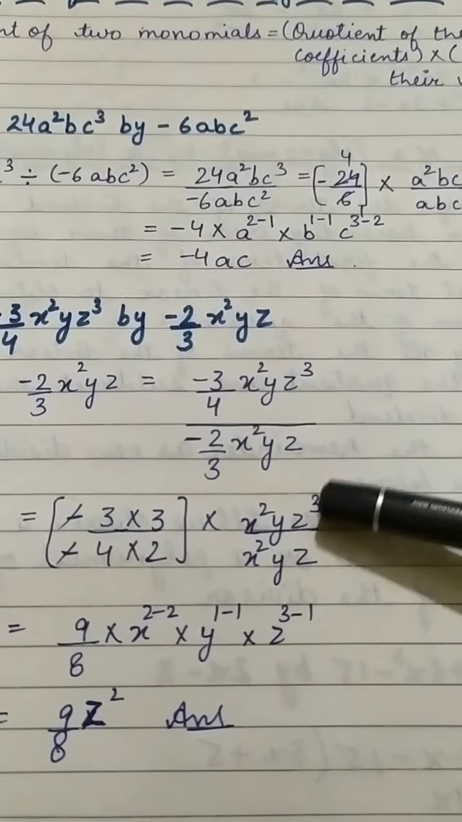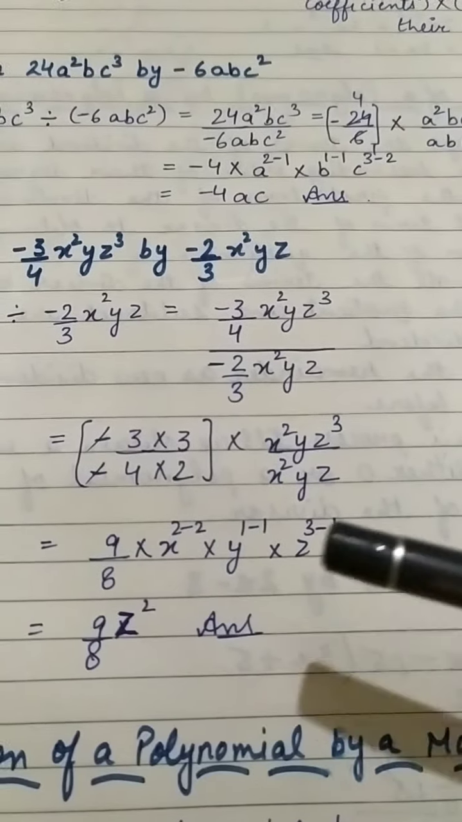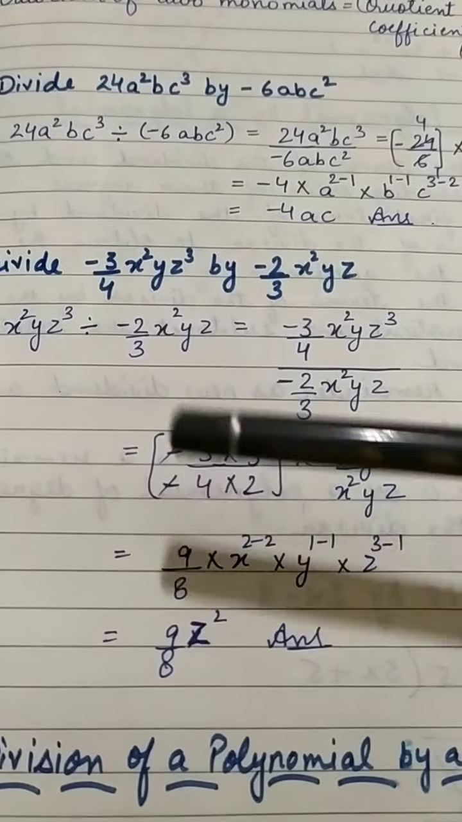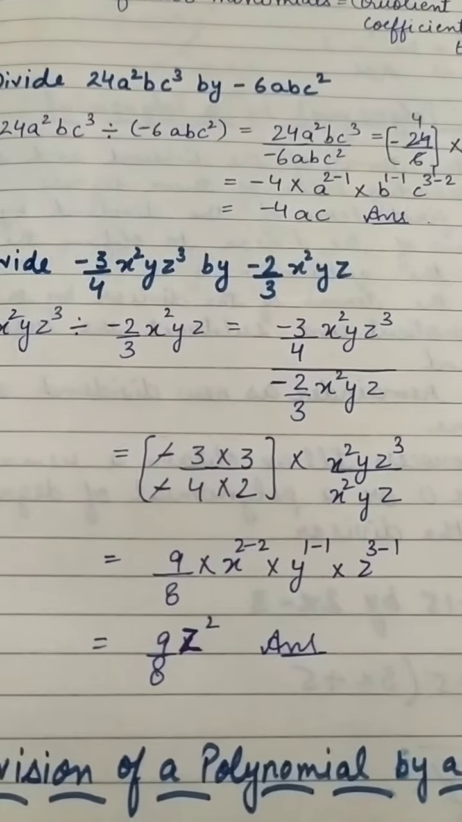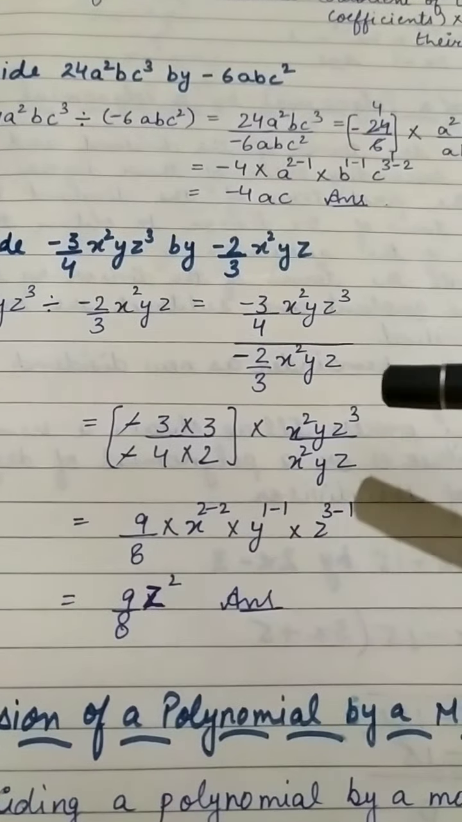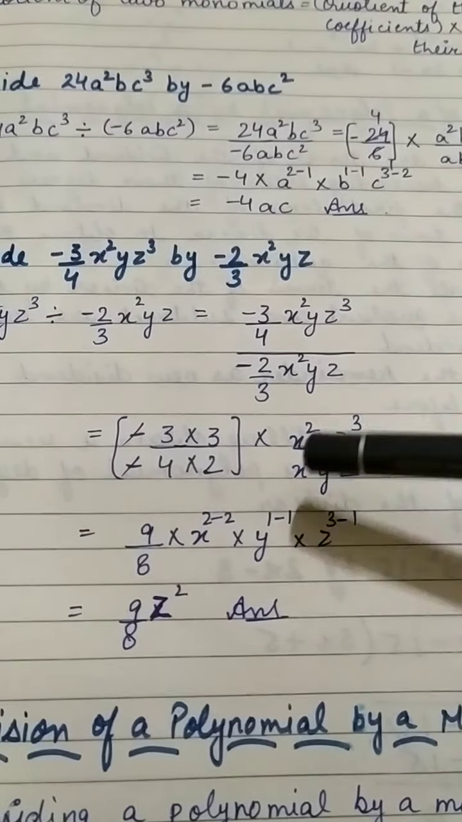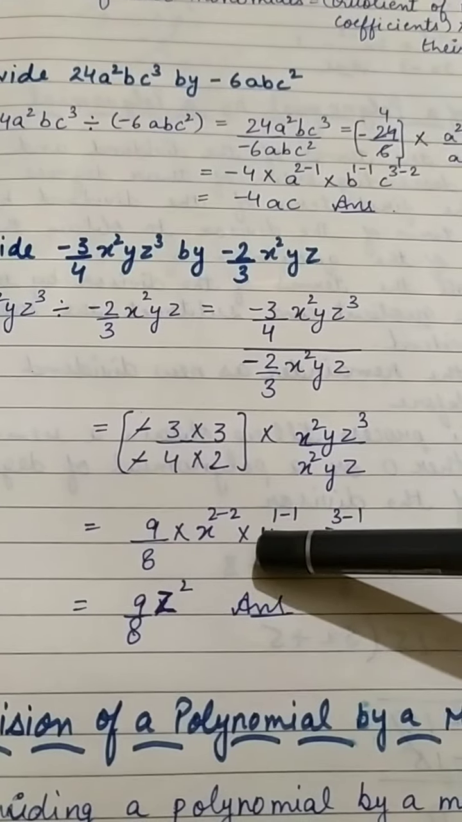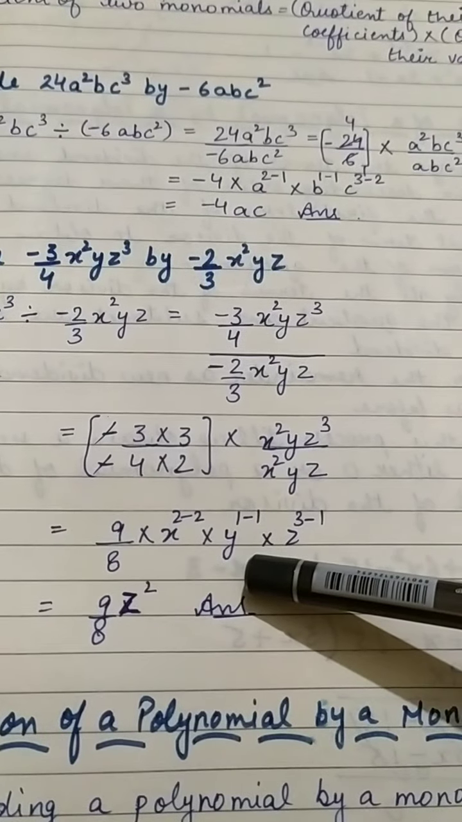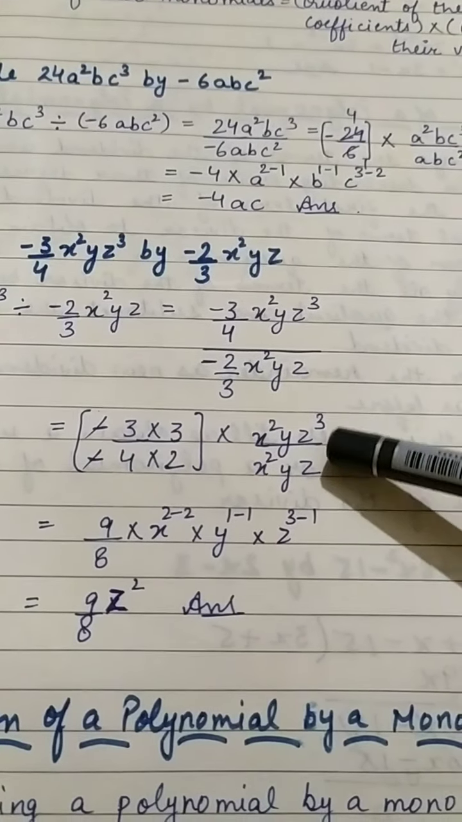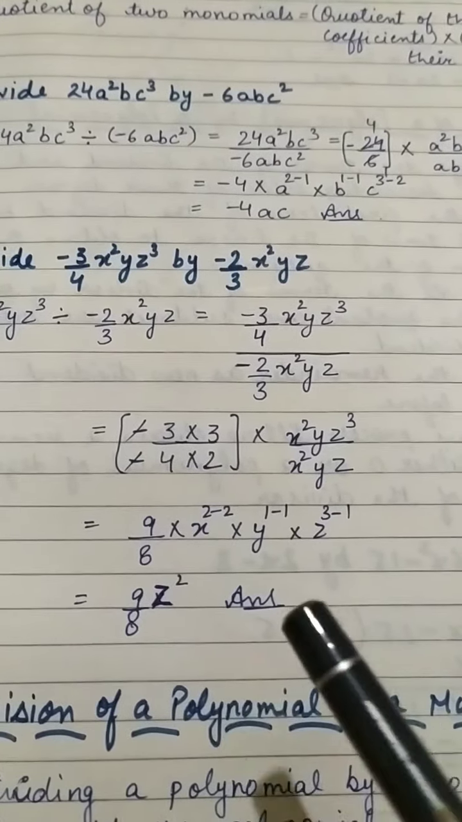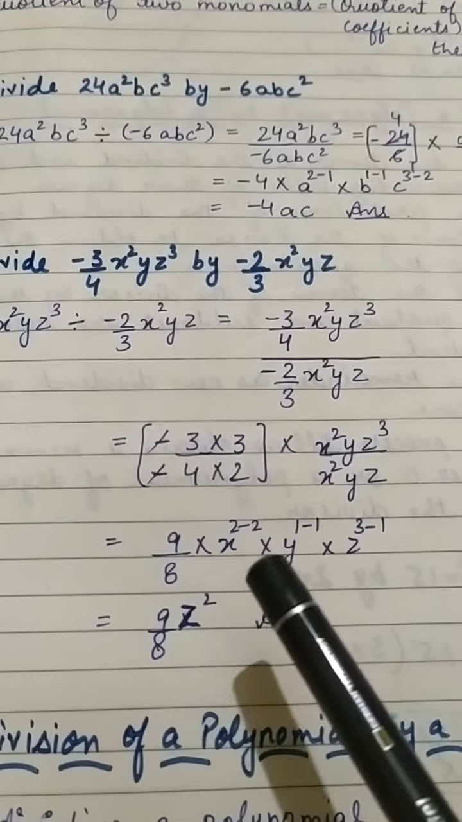You can also cancel them here, or you can apply the law of division. Minus will be cancelled from this minus, because both are minus in division, so both will cancel. Now 3 threes are 9 and 4 twos are 8, right? Then x square, we have applied the law here, so 2 minus 2 will be 0. y's power is 1, 1 minus 1 will also become 0. Now z's power is 3 and here it is 1, so 3 minus 1 is 2. So what is left? Only 9 upon 8 z square.